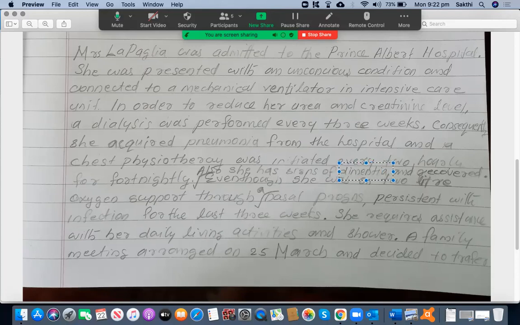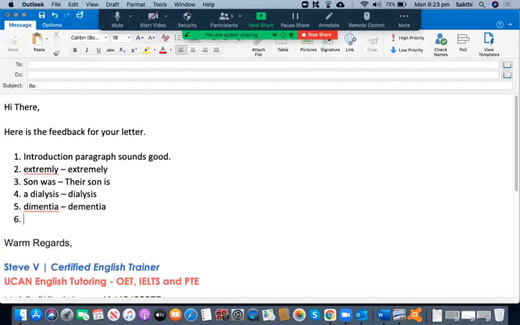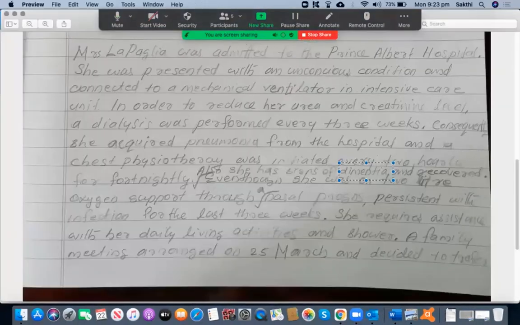Do you know the spelling for dementia? Is it DIMNTIA? No, it's DE. But what do you have written down? Let's go back. Can you see this? It's DIMENTIA.